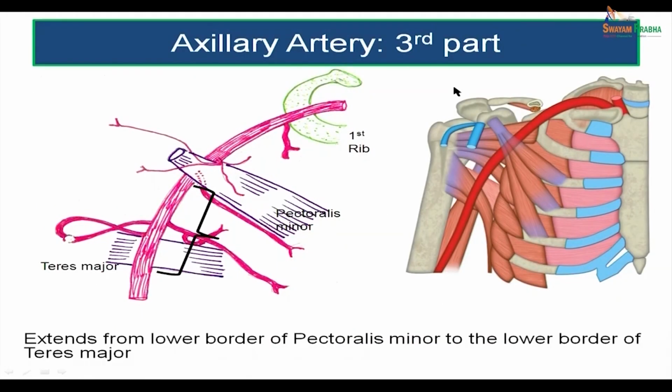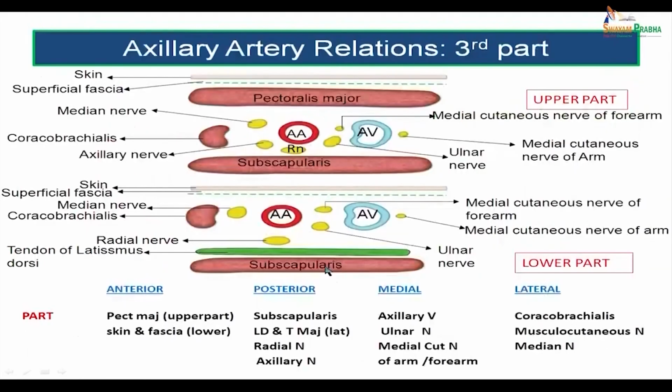Now, we come to third part. As you remember, third part is the part which is lying after the pectoralis minor. This is the pectoralis minor, and we are talking of the part after the pectoralis minor up to the lower border of teres major, third part of axillary artery. So, what are the relations? Now, it is a long length of third part. So, it is discussed as relations in the upper part and relations in the lower part, and you can see the diagram, it has been drawn twice. So, we have axillary artery in the upper part and axillary artery in the lower part. So, the anterior relations of the upper part.